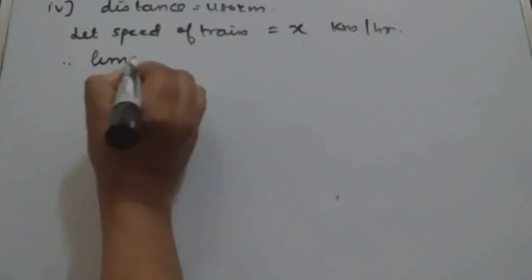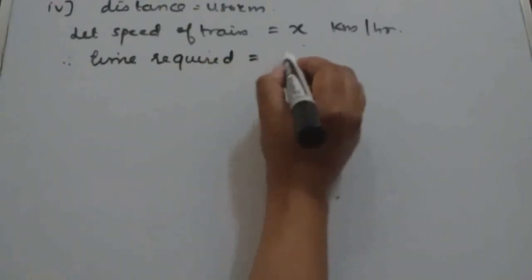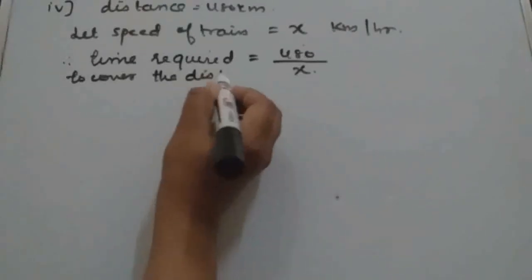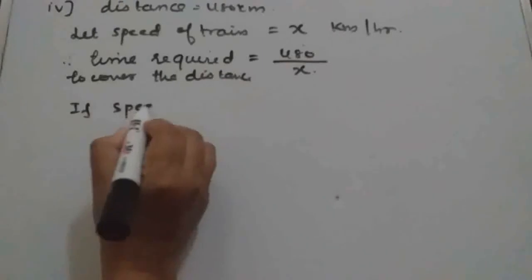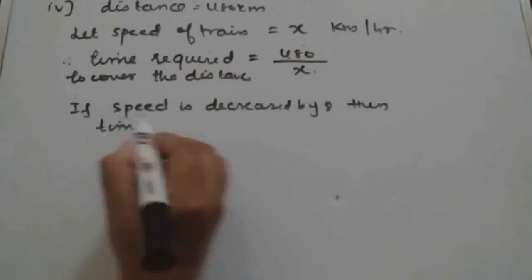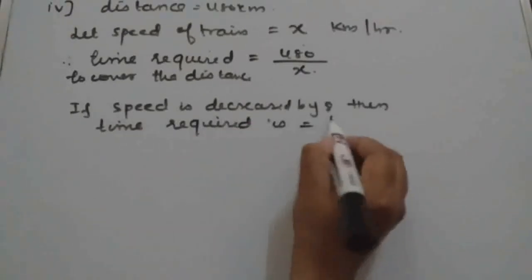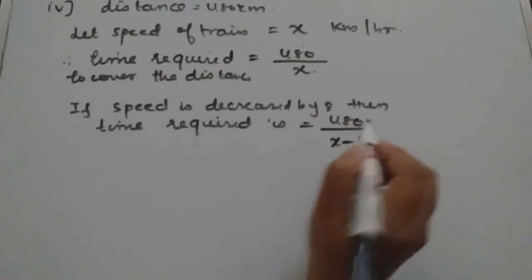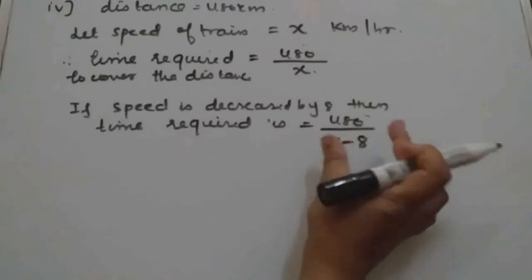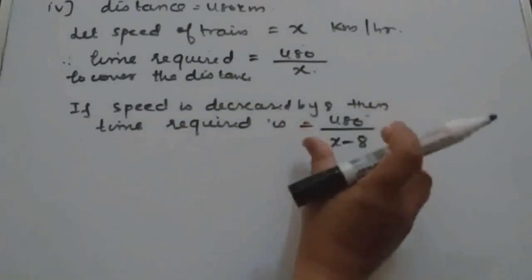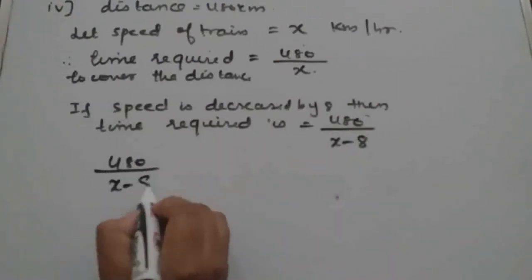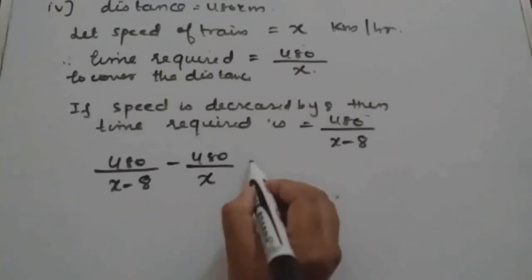Therefore, the time required is 480 by x to cover the distance. Next, if the speed is decreased by 8, then the time required is 480 distance by speed, so x minus 8. Now see, we decreased the denominator, so this fraction will increase, isn't it? So this fraction is the bigger one, so always subtract the smaller fraction from the bigger one. So 480 by x minus 8, this one is bigger, minus 480 by x equals 3.